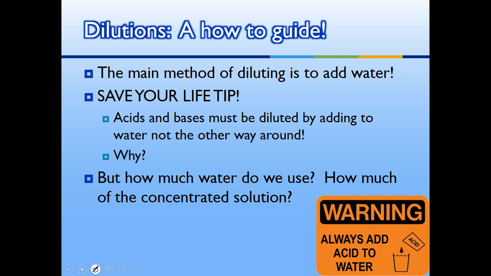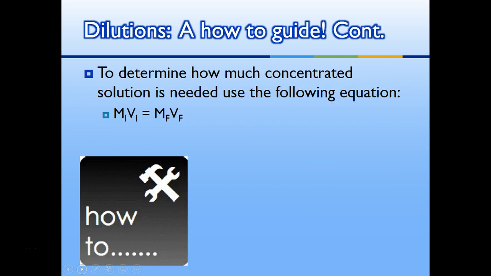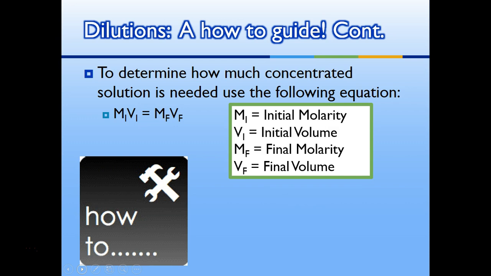Luckily, there's a nice, easy little equation that we can use. So how do we go about calculating this? Well, we're going to use the equation MiVi equals MfVf, or sometimes it's written as M1V1 equals M2V2. It means the same thing. But in this particular equation, Mi is the initial molarity or concentration, Vi is the initial volume, Mf is the final concentration, and Vf is the final volume.